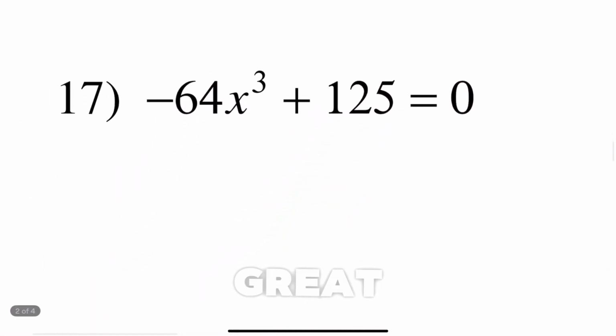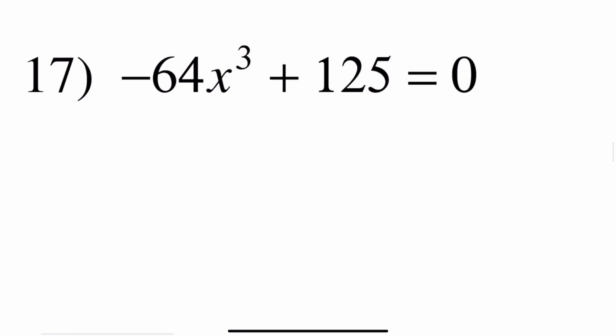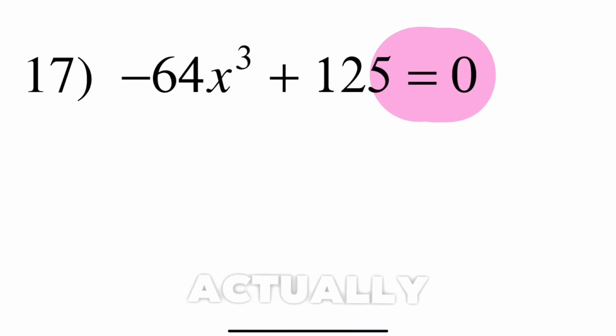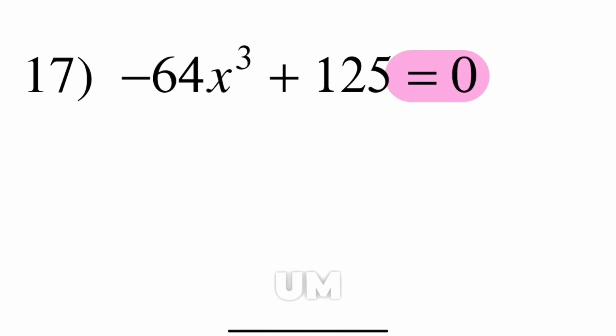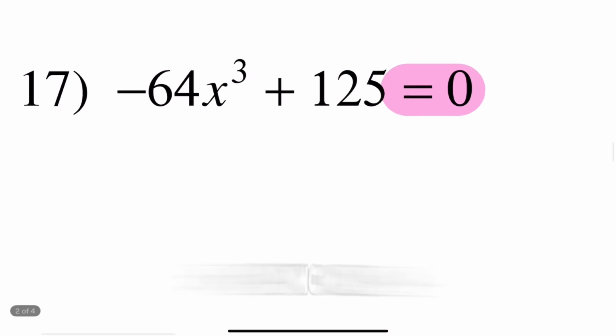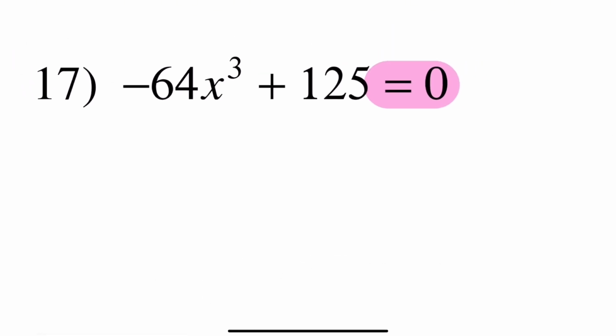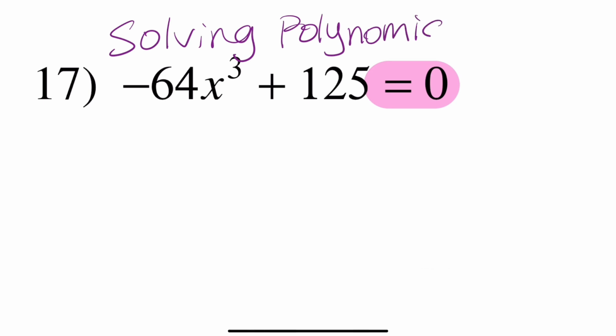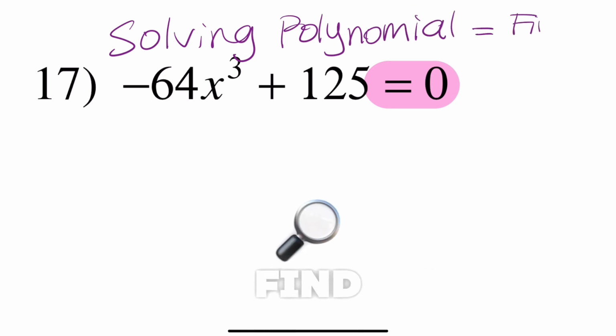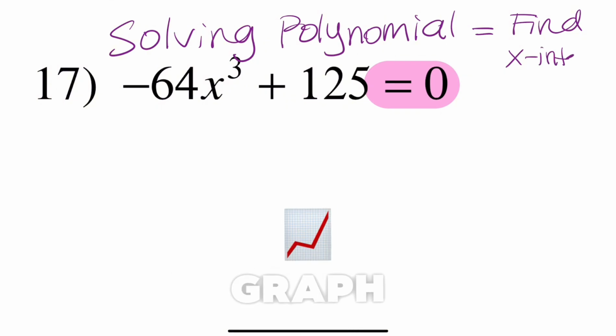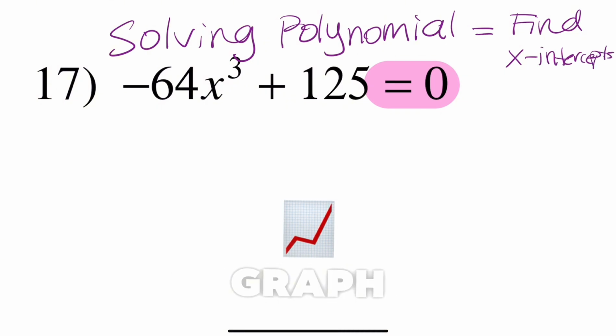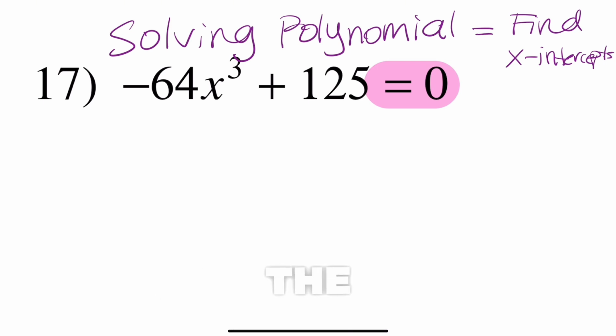Okay. Oh, great. Now we get to solve. So we have an equal sign at the end. So we're actually going to be solving a polynomial. Solving a polynomial means that you're just finding the x-intercepts, like on the graph. You're trying to see where on the graph this polynomial will go through the x-axis. Where is this going to go through the x-axis?